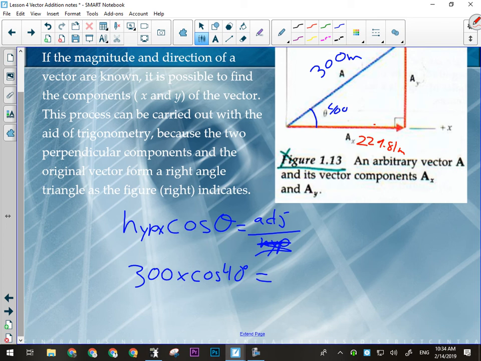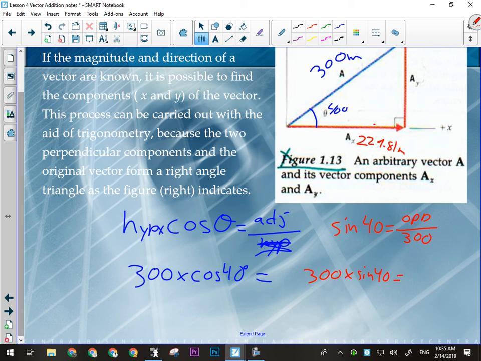How would I find the other one? I could do Pythagoras, but that tends to not be quite as accurate. Trig functions tend to be a bit more accurate because I'm not subtracting. What trig function will find me the opposite side if I have the hypotenuse and the angle? Sine. So I can find that side by going sine of 40 degrees equals the opposite side divided by the hypotenuse, which is 300 meters. So I do the same calculation that I did here: 300 times the sine of 40 equals the opposite side.